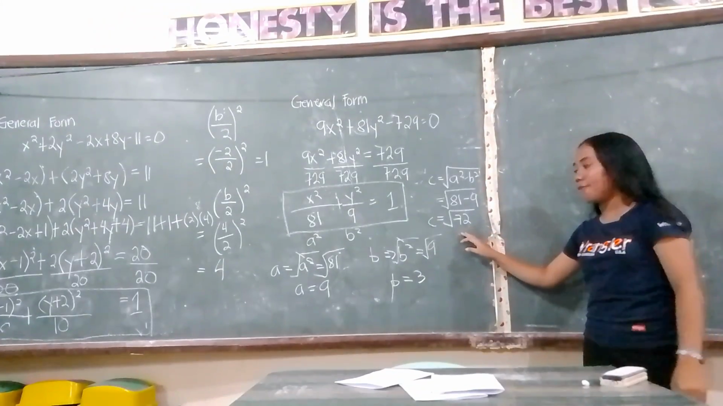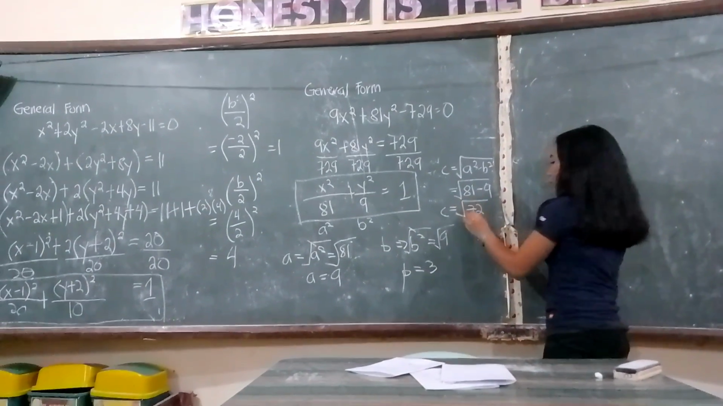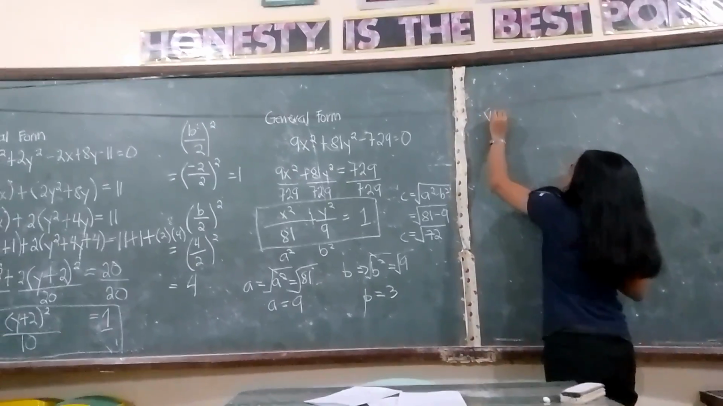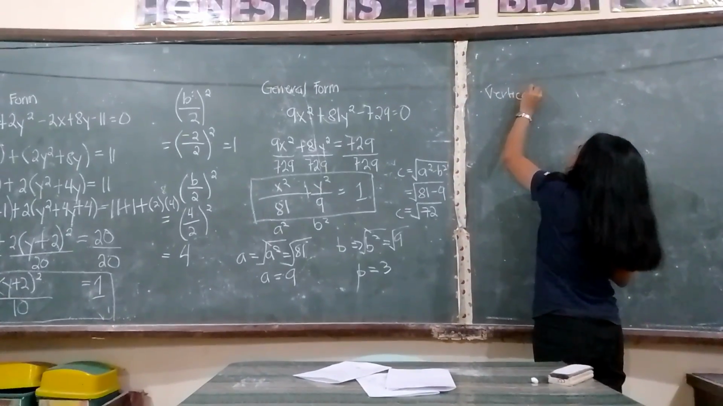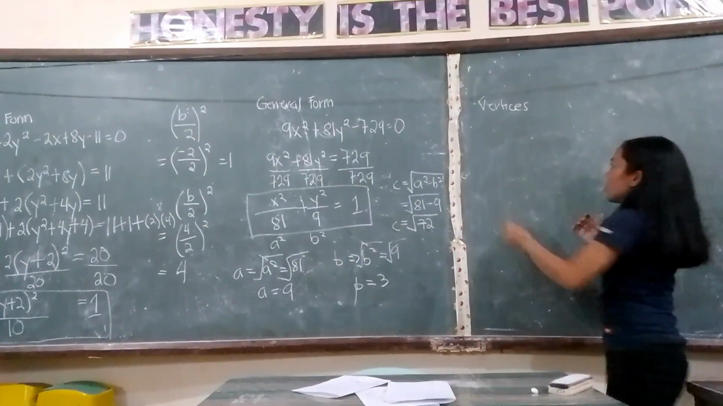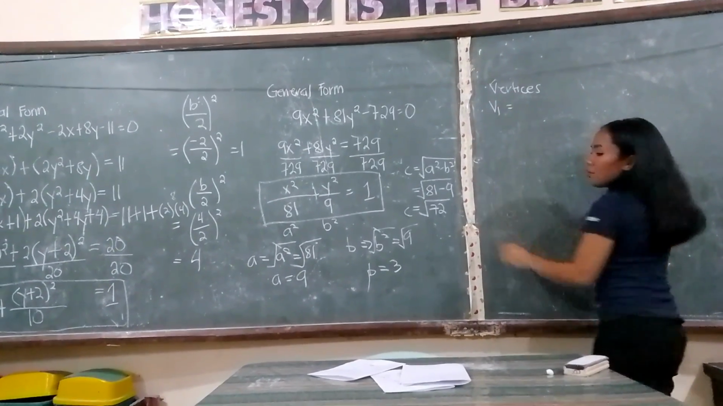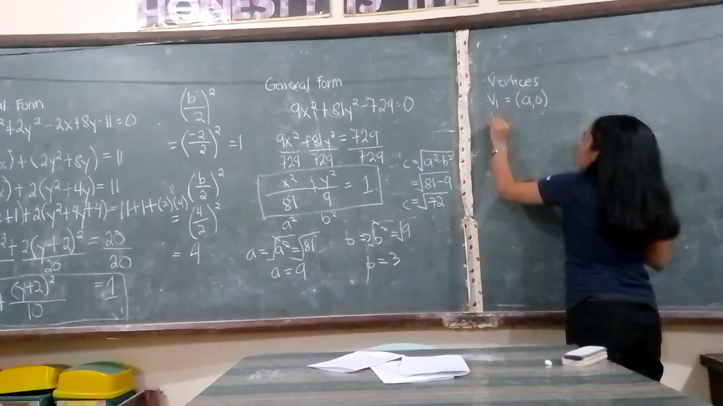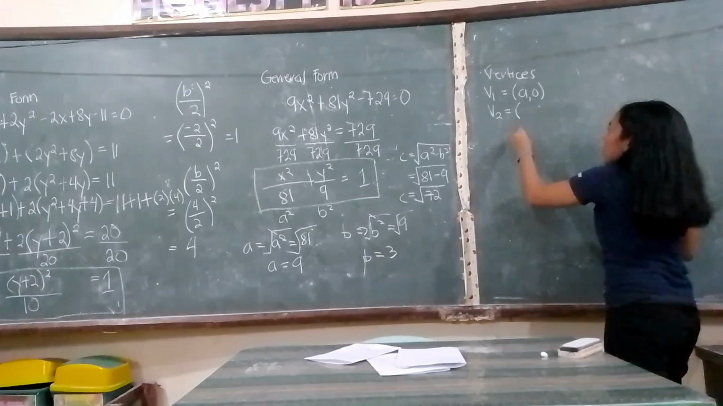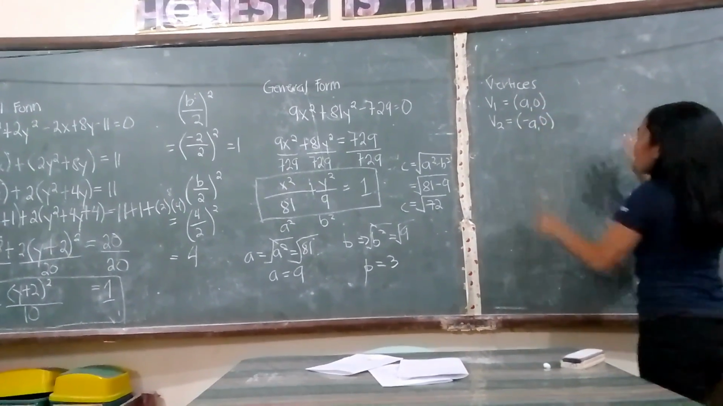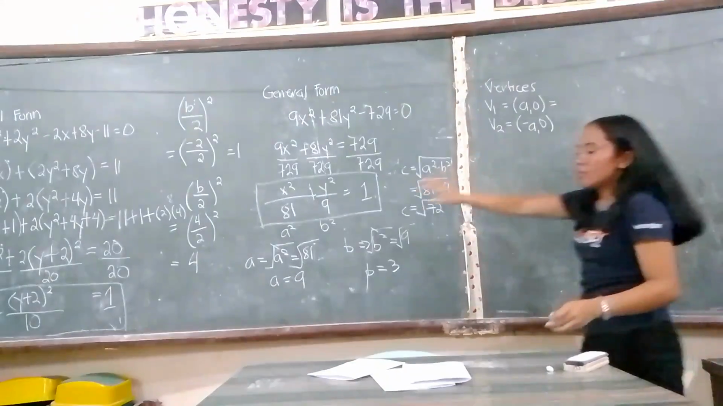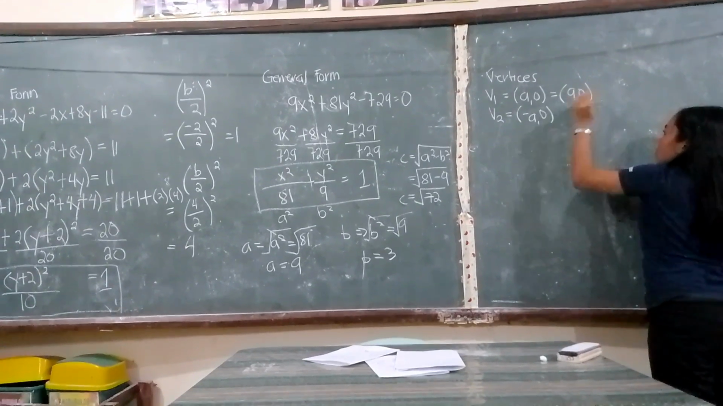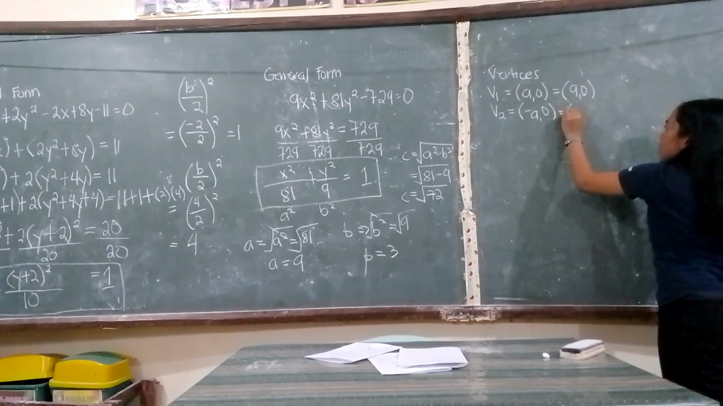And from this given value, or from our solutions, let us define our vertices, the co-vertices, and the foci, so that we can plot it in a graph. So v sub 1 is equal to a and 0. For our v sub 2, we have negative a and 0. So our a in this is equal to 9. So we have 9 and 0. And for v sub 2, we have negative 9 and 0.